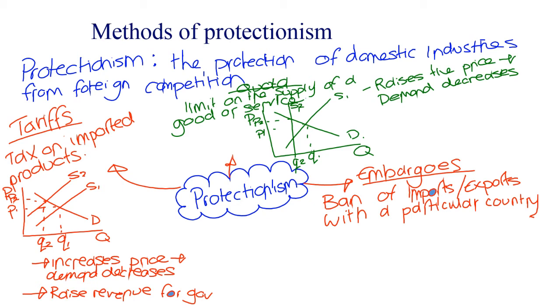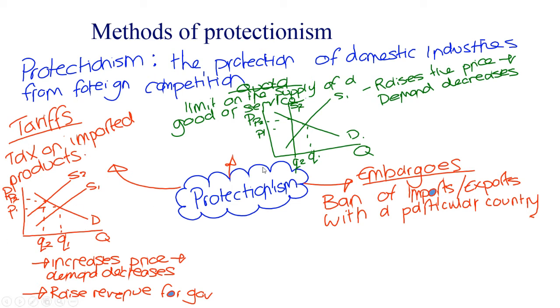Anyway, tariffs, when you look at them, are taxes on imported products, and basically that increases the prices of them. It increases the cost of production, so it shifts supply to the left. This puts upwards pressure on the price, and you get this movement along the demand curve, so the equilibrium quantity decreases. It also raises revenue for the government, so they like that, and it makes people more likely to buy domestically produced products as opposed to the foreign products that have this tariff imposed on them.